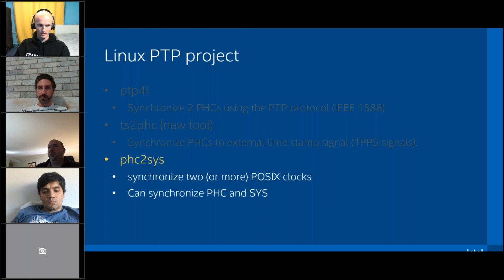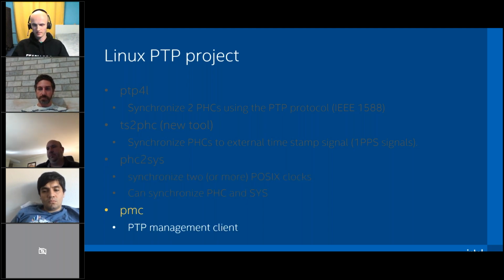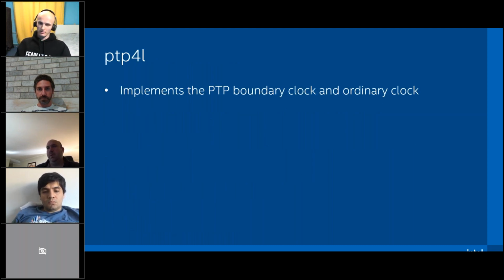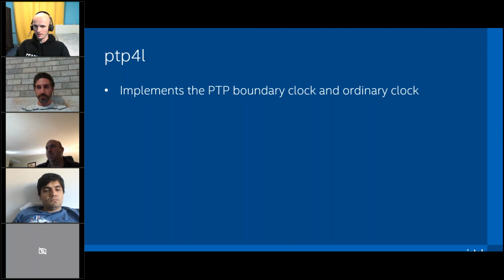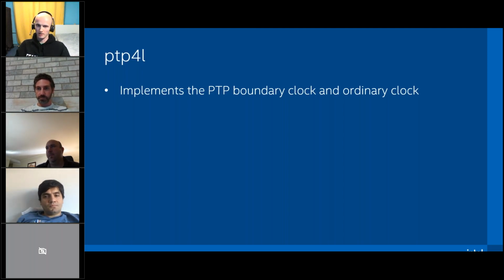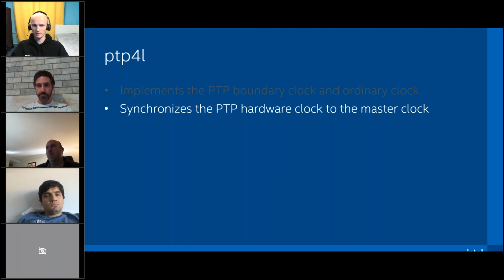Okay, so that was the PHC2sys, and the last tool in this set is the PMC, which is the PTP Management Client. This is the tool that can be used to pull some useful information from the running PTP4L tool. As I previously mentioned, the PTP4L tool is the user space app that implements the IEEE 1588 protocol. It can be used to synchronize the PHCs running on our NIC to the master clock, or actually serve the master clock to other systems in our network.